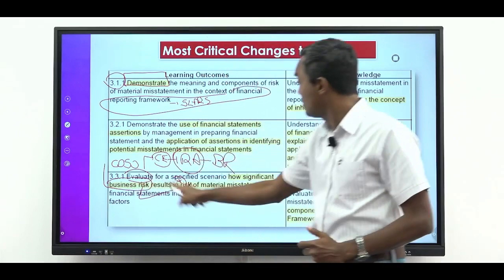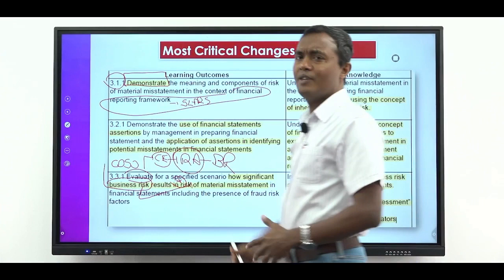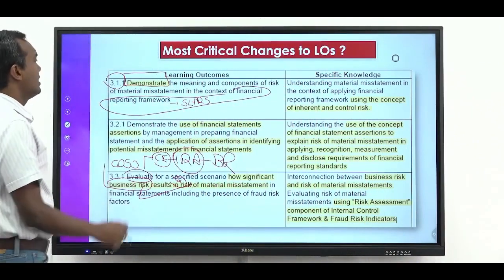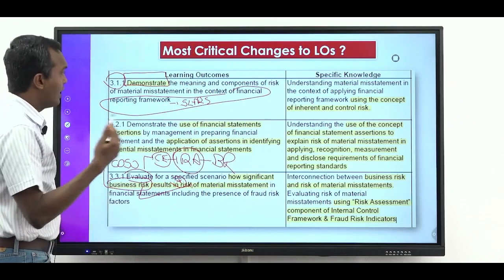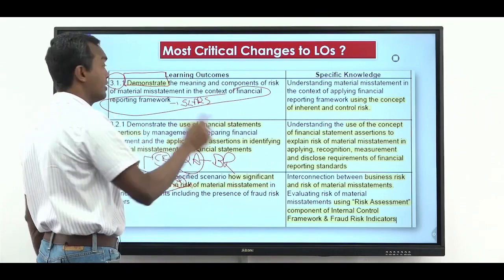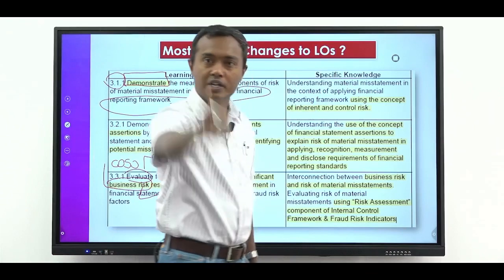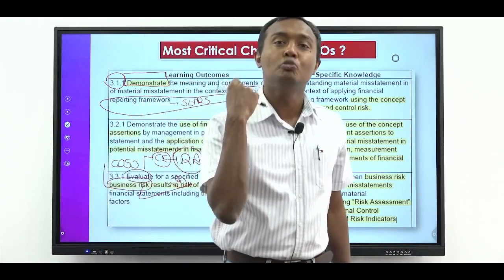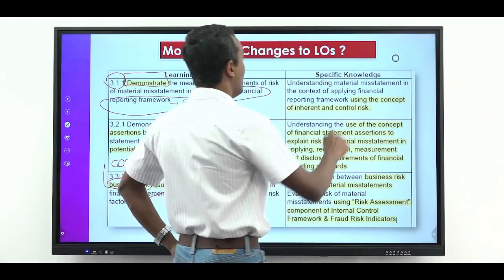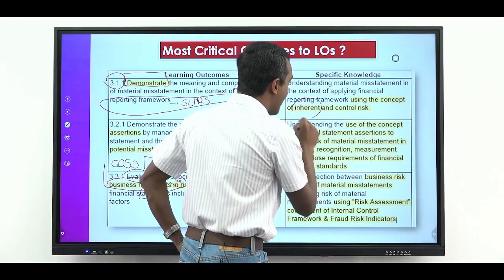And that is 3.3.1. Whereas in 3.1 the examiner has tested, in the pilot paper, okay, explain or demonstrate the meaning of the same thing, risk of misstatement in the context. So to explain this, I said the second column is very important. It tells you what needs to be there in your answer, right? And that is what? Using the concept of IR and CR.